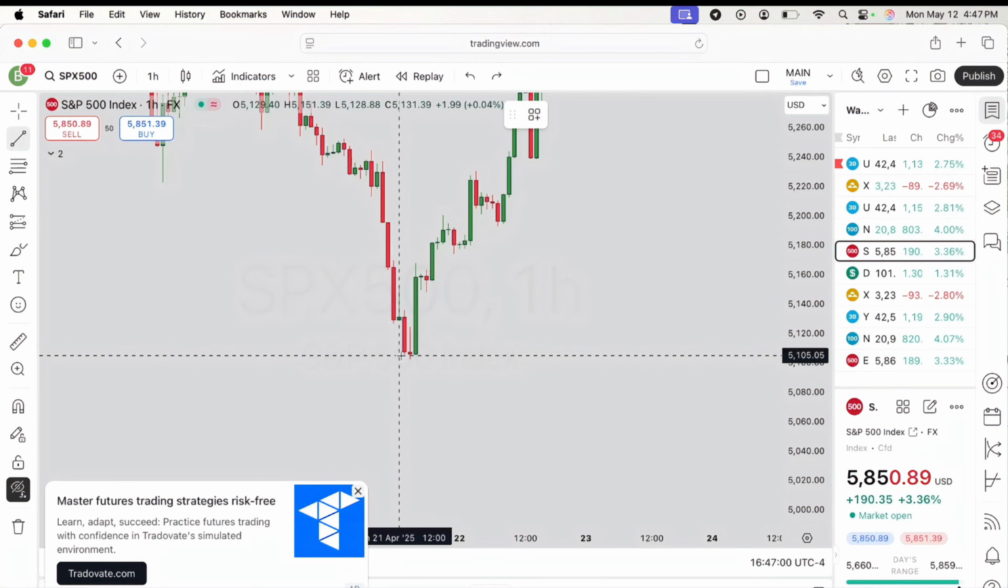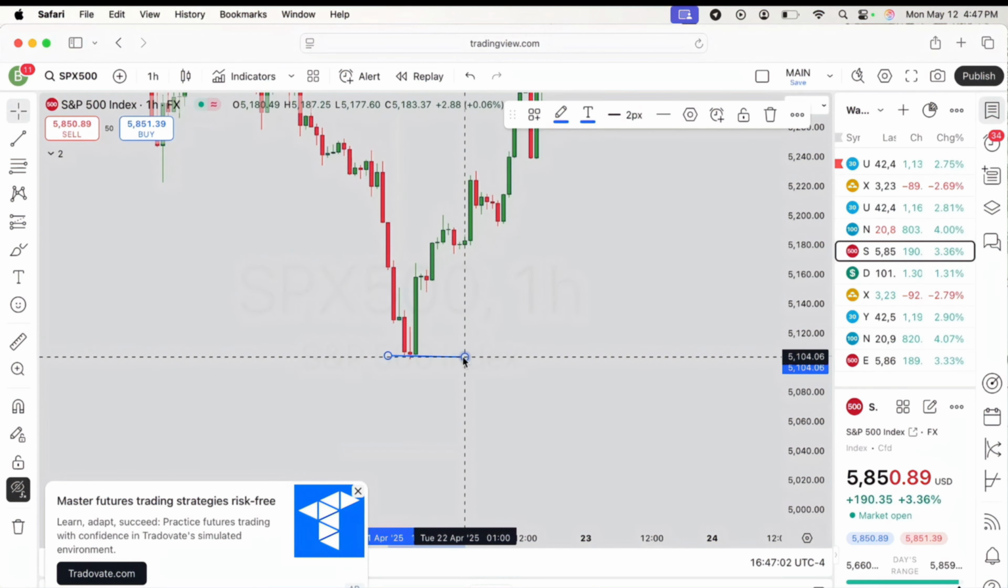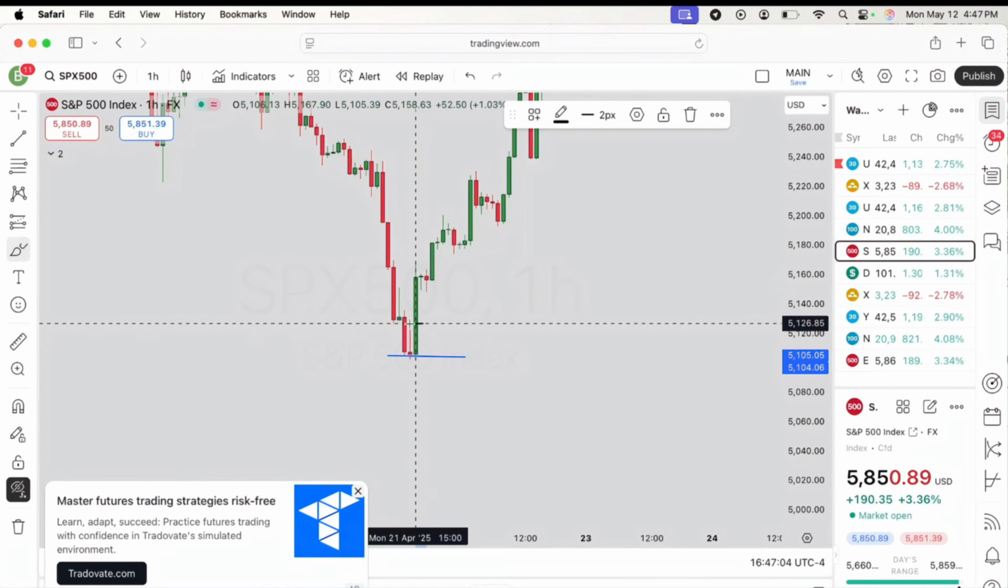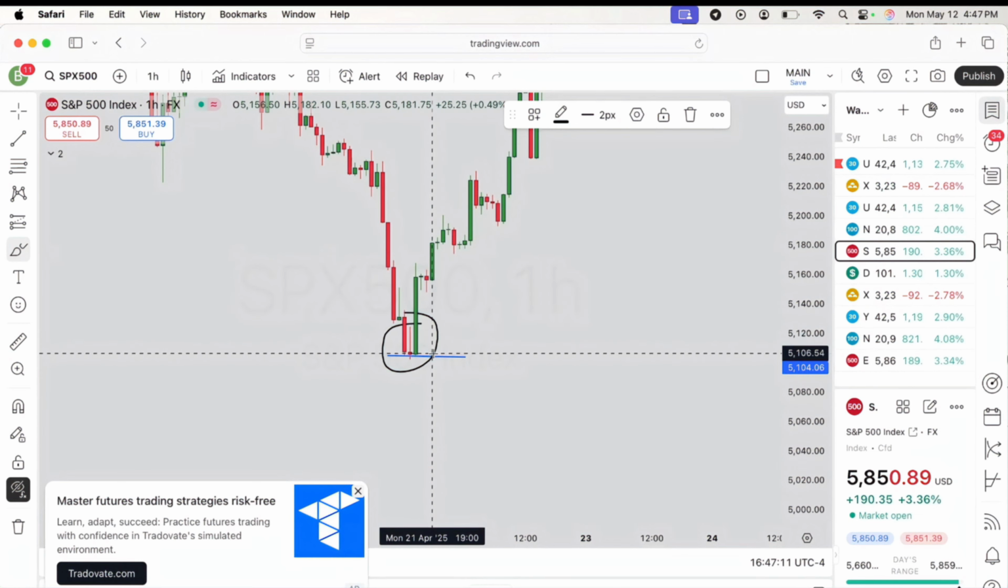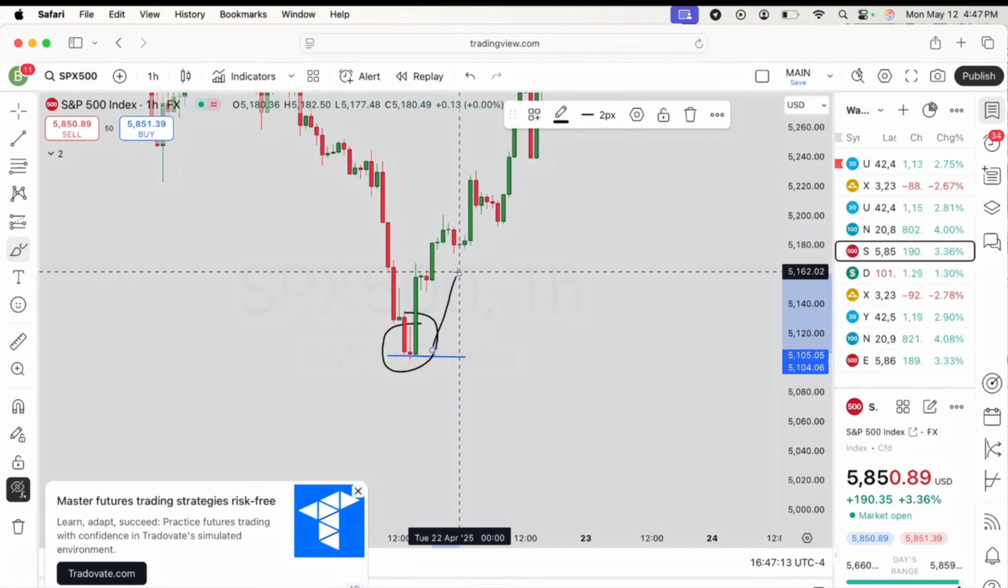And here's a great example of a doji. Price was trending down, hit our support, formed this doji, showing indecision, and then what happened? The price reversal. This doesn't always mean a reversal, but it's a strong clue to pay attention to.